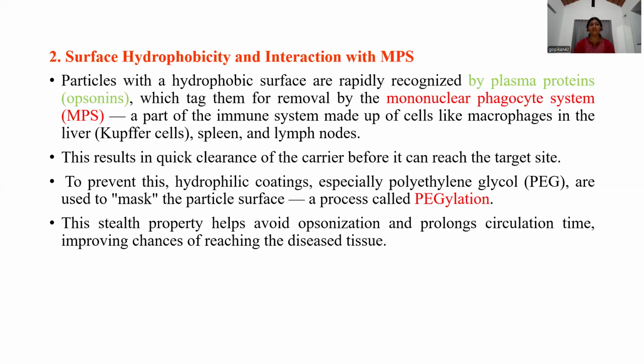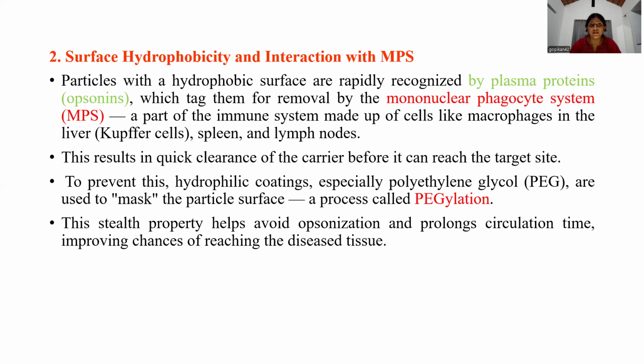Next is surface hydrophobicity and interaction with the MPS, which is the mononuclear phagocyte system. Particles with a hydrophobic surface are rapidly recognized by plasma proteins known as opsonins, which tag them for removal by the mononuclear phagocytic system, a part of the immune system made up of cells like macrophages in the liver, spleen, and lymph nodes. This results in quick clearance of the carrier before it can reach the target site.